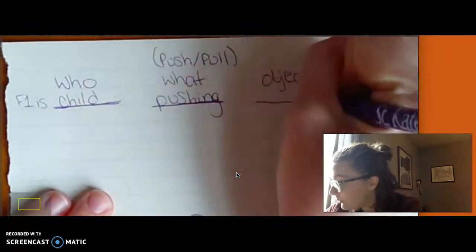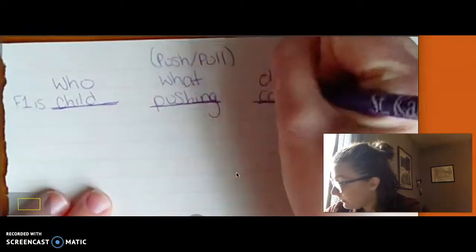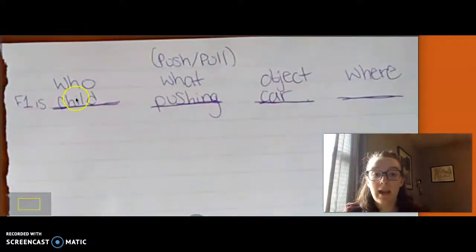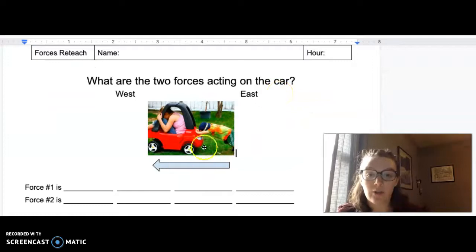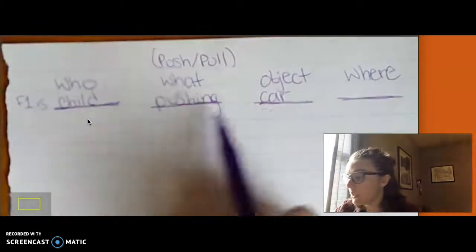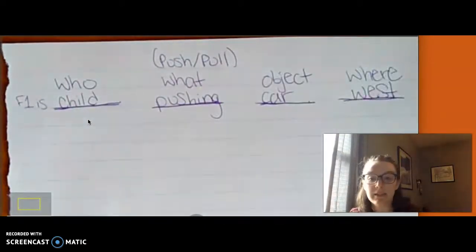Now we know the object because it was in the picture. The object is our car. And the little trickier one is, where is that car going? That child is pushing the car, and we need to now know in what direction. When I look at this, it even gives us an arrow, and it told us that the direction is west. So now we know that the child is pushing the car west. It's as simple as that.